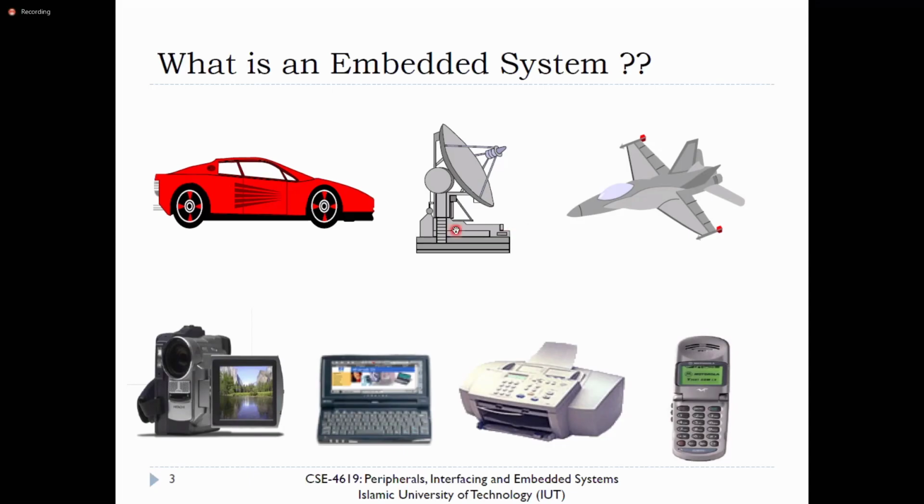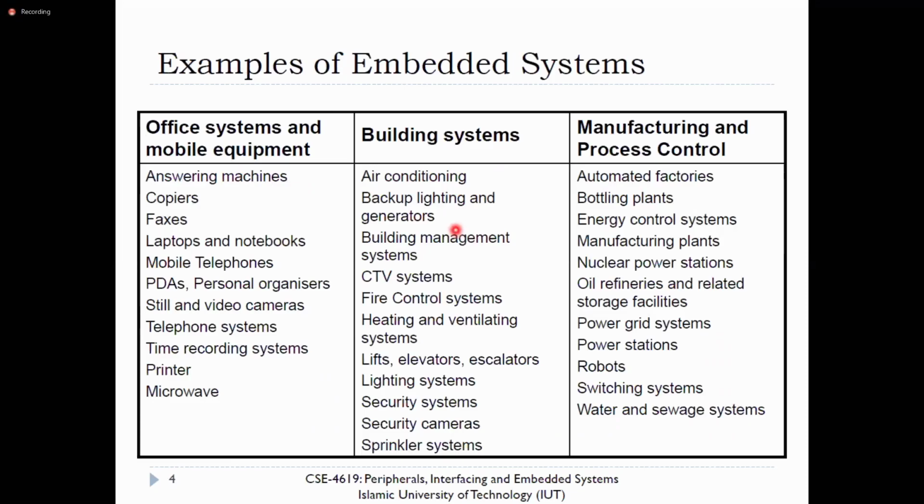And if we categorize another way, we can broadly categorize embedded systems into three broad categories. One is the devices we are using for our office systems and mobile equipment, and you can see the list of embedded devices. These all can be treated as embedded systems. I am not mentioning their names. The list is given there. Our typical structural building systems also have embedded devices nowadays.